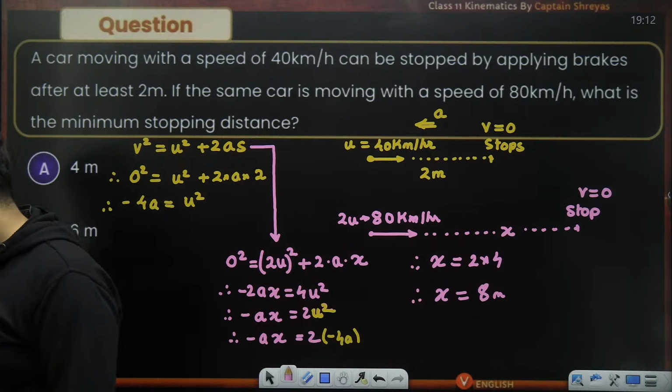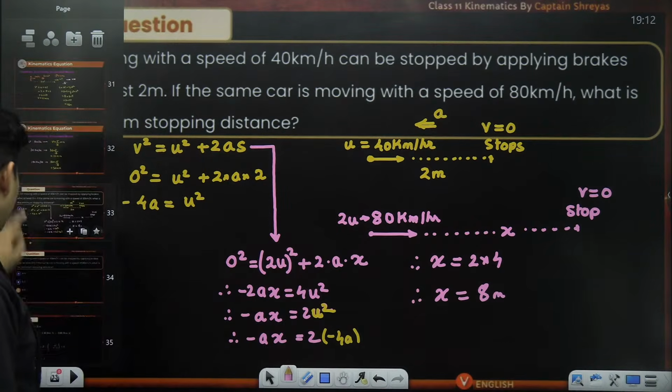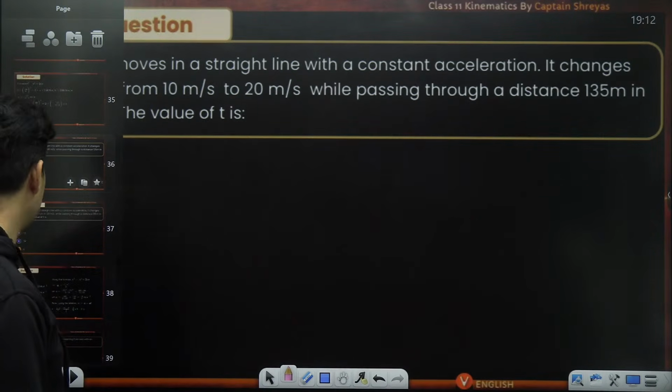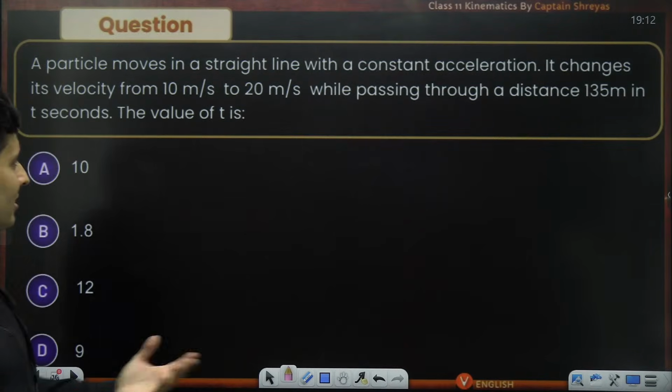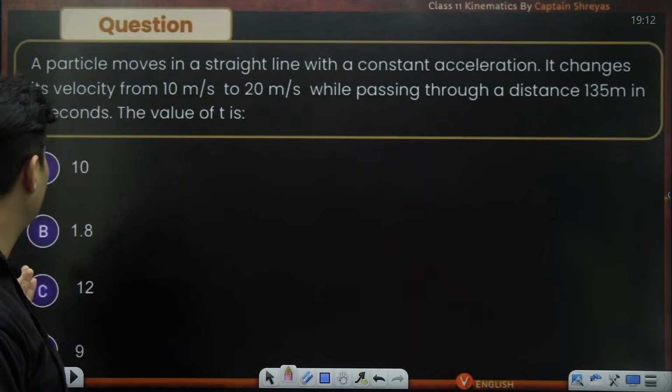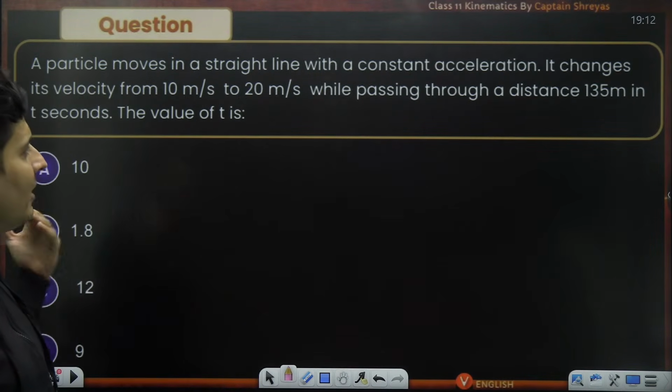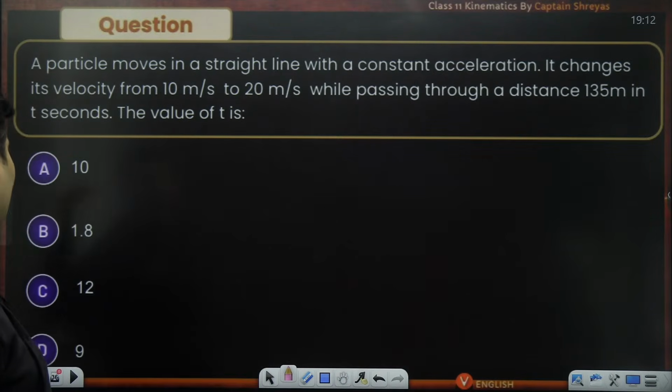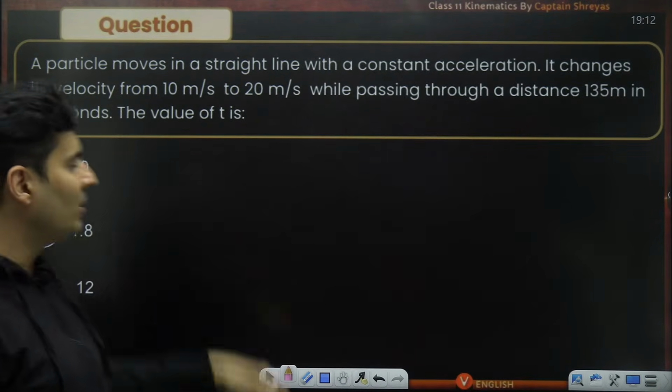Okay, perfect. Moving on to the next question on your screen, and here it is. A particle moves in a straight line with a constant acceleration. It changes the velocity from 10 to 20 while passing through a distance of 135 meters in t seconds. The value of t is.